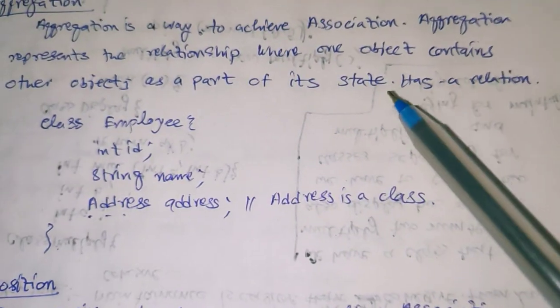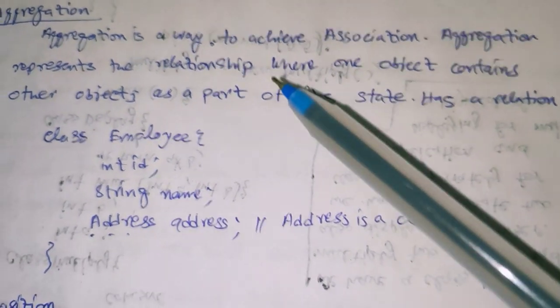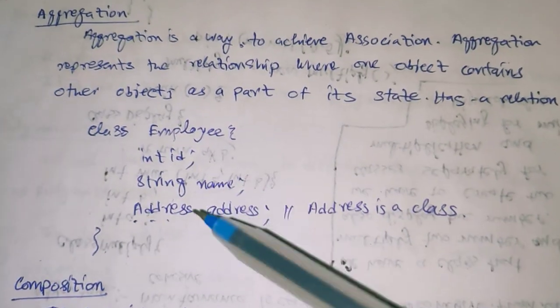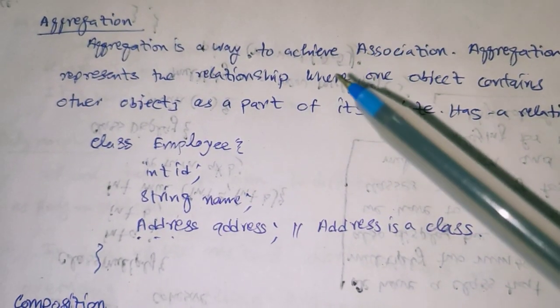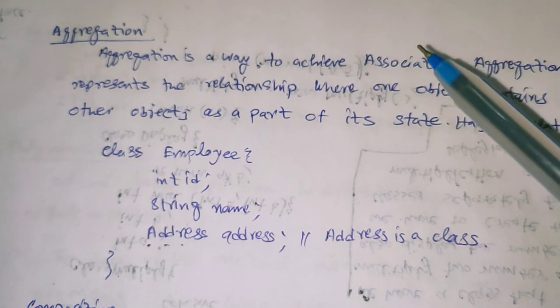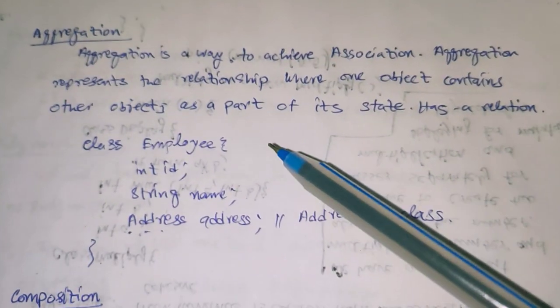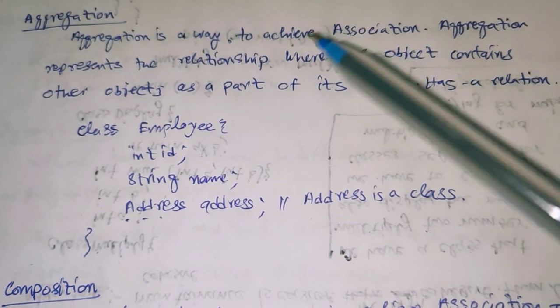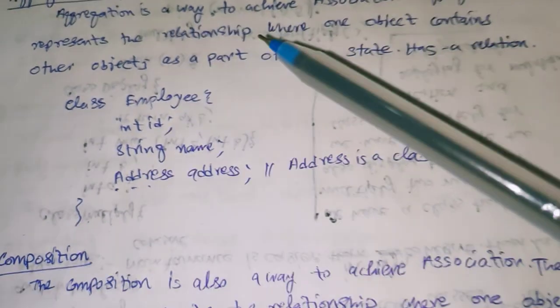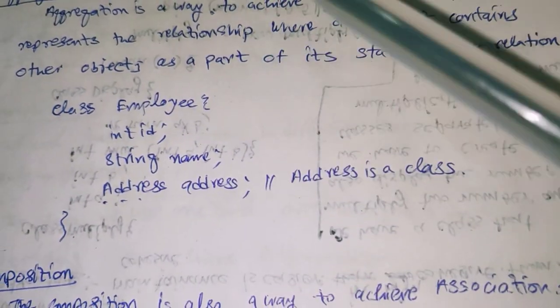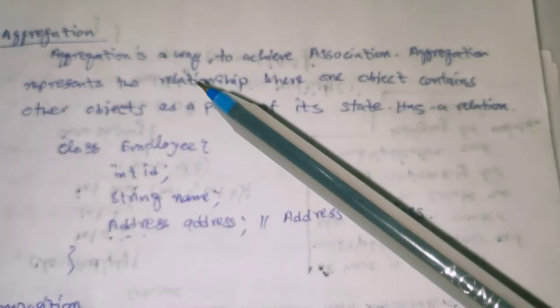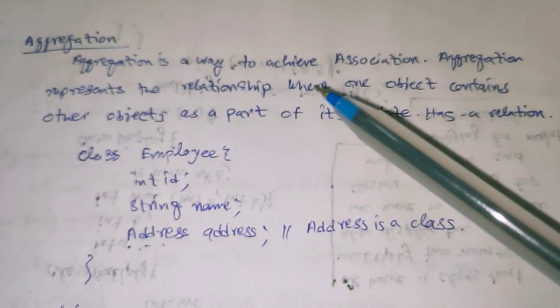Aggregation is a "has a" relationship. It is a way to achieve association. Previously we discussed association. Association represents the relationship between objects, like one to many, many to one, one to one, and many to many. And aggregation is the way to achieve association.